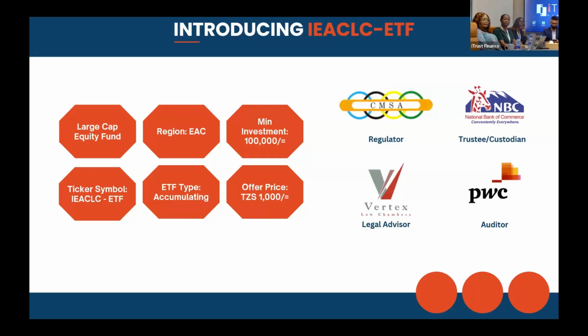The dividend type is accumulating, meaning that we will reinvest the dividends of this particular ETF. This is to improve the performance of the portfolio and hence increase the price of the NAV and also the market price. Once listed on BSE, the ticker symbol will be IEACLC ETF. So if you're able to invest on the stock market, this is how the ETF will identify itself.